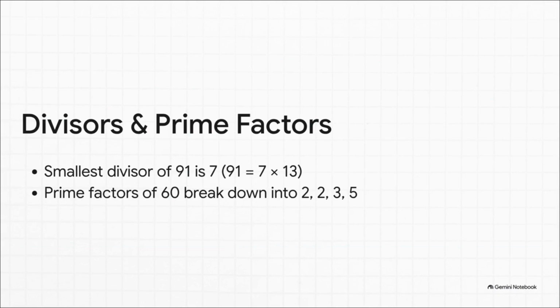Now let's check out our second and third tools, which are sort of siblings. Tool 2 is finding the smallest divisor of a number. Take 91. Is it divisible by 2? Nope. 3, 4, 5, 6? No luck. But we hit 7 and boom, 0 remainder. So 7 is our smallest divisor, meaning 91 is simply 7 times 13.